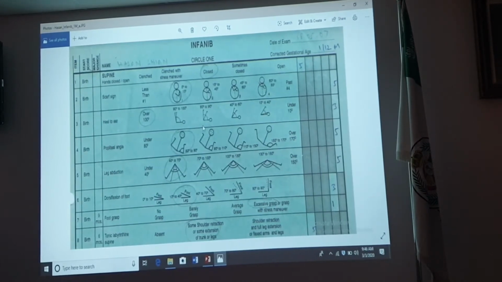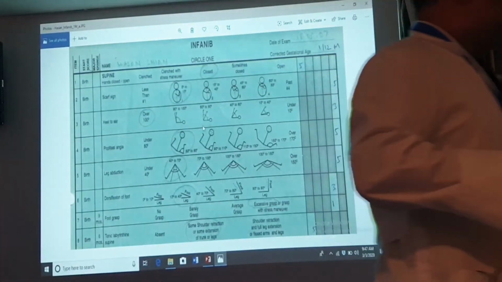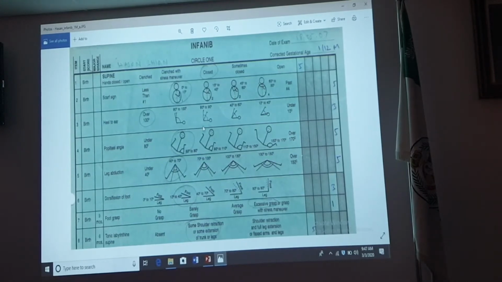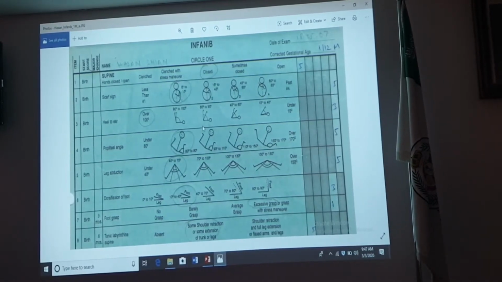So you have item on one corner, left hand side. The second column is start score. Can you see start score? So you see a start score. In this start score, you will see many items written as birth.